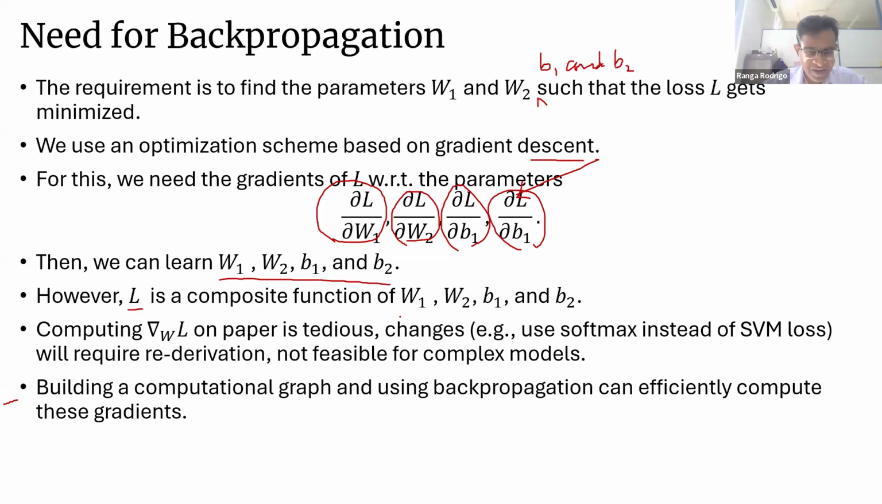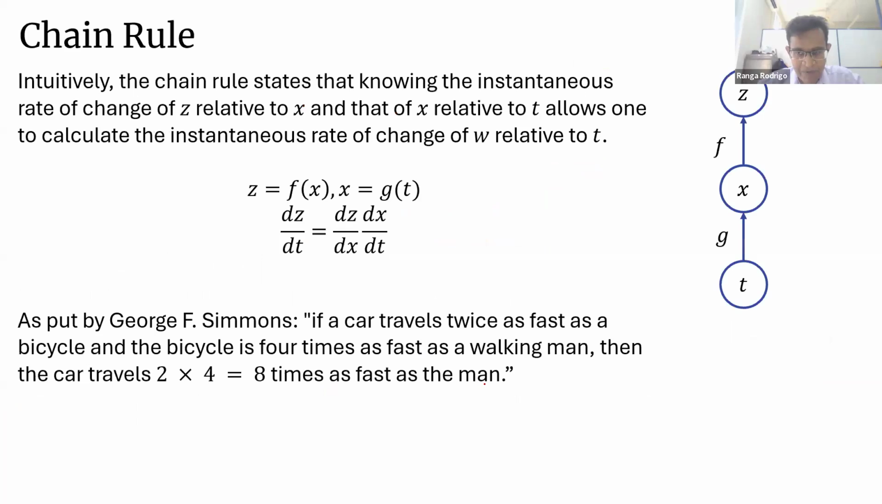However, L is a composite function of W1. It's not a simple function like we saw before in the toy mathematical examples. Computing the gradient of L with respect to W on paper is tedious. If you do some change to this network, for example using softmax, you have to recompute the gradients. So this is not feasible for complex models. Building a computational graph and using backpropagation can efficiently compute these gradients. So we will see a small computational graph and then see how backpropagation is done.